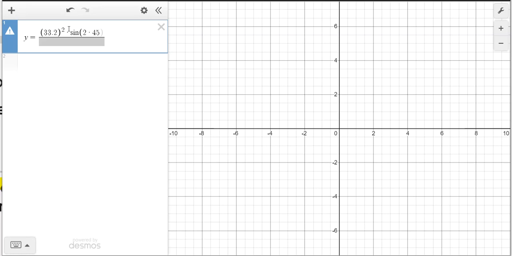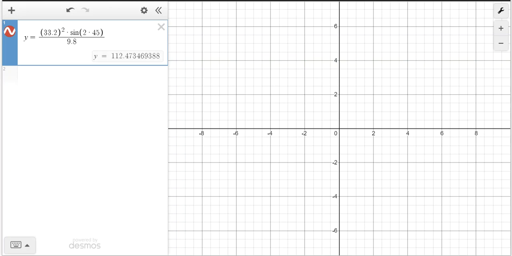We know that 2 times 45 is 90. Just keep in mind that we're not throwing the ball at 90 degrees, but we're throwing it at 45. It just happens to be the process of the equation that multiplies that 45 by 2. Our g value is 9.8.